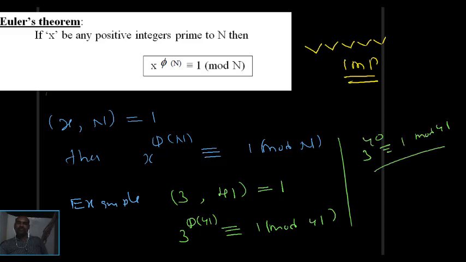What is the use of this Euler theorem? It means you can directly say that 1 is the remainder when 3 power 40 is divided by 41. Directly you can find it by using Euler's theorem. That's why it is a very, very important theorem, students.